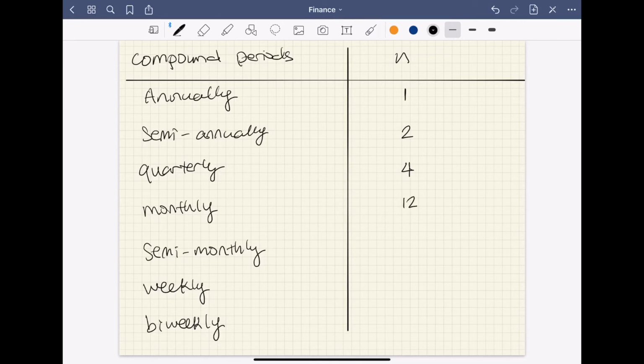Semi-monthly? 24. Weekly? How many weeks are there in a year? It'll be 52. Bi-weekly? How many 2 weeks are there in a year? 26. These are the compound periods that are used most often. And of course, there's also daily. How many days are there in a year? 365. Okay, let's do an example together.